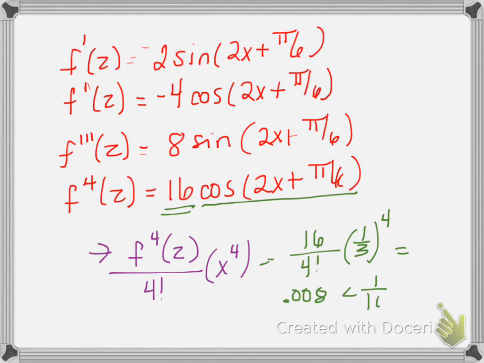That is less than 1 over 100, and that's what we were trying to prove. We were trying to prove that the remainder was less than 1 over 100, and we did because we got 0.008.